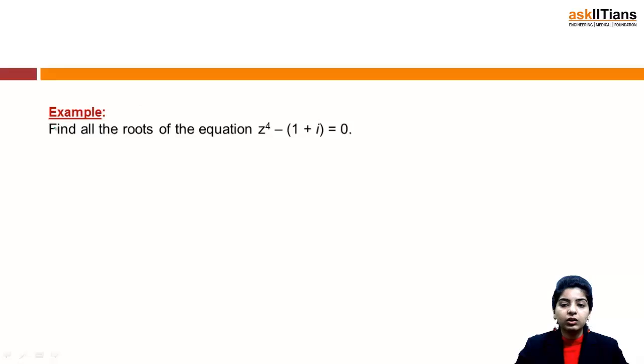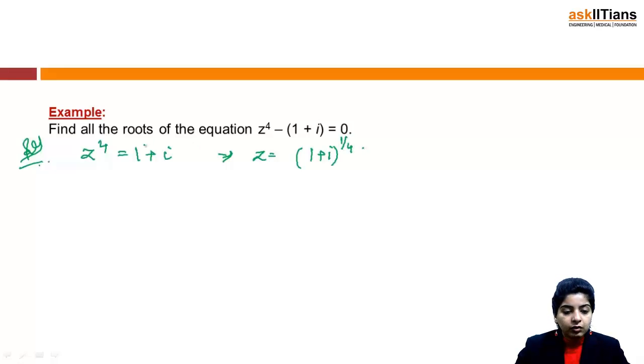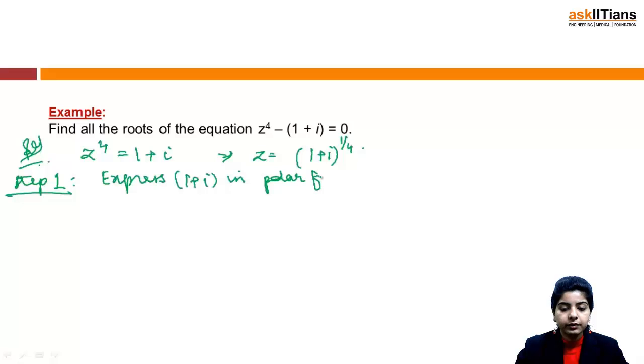The example says find all the roots of the equation z raised to the power 4 minus (1 plus i) equal to 0. So how do we proceed in such type of questions? You will write down z raised to the power 4 is given to be 1 plus i, and that means z is equal to (1 plus i) raised to the power 1 by 4. So I'll tell you the solution in steps. Step 1 says express 1 plus i in polar form, right? So first of all we'll be expressing this in polar form.